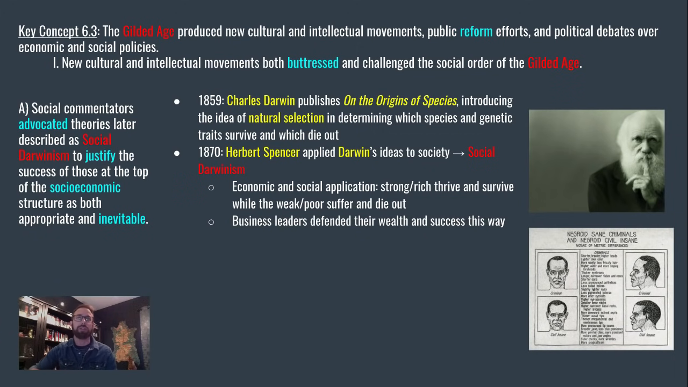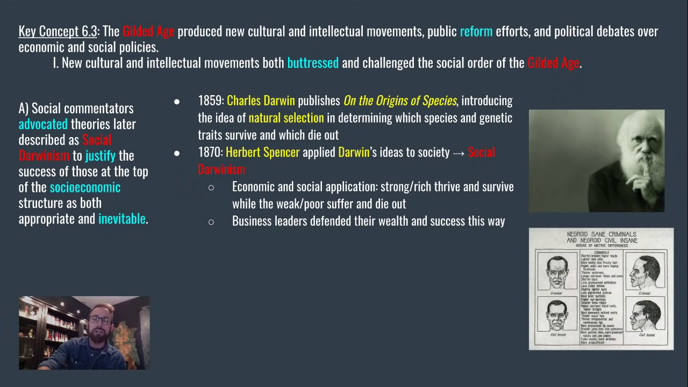Okay? So it's going to create essentially not just inequality in society in terms of socioeconomic status, but it's also going to create ideas of why those different statuses exist in the first place.